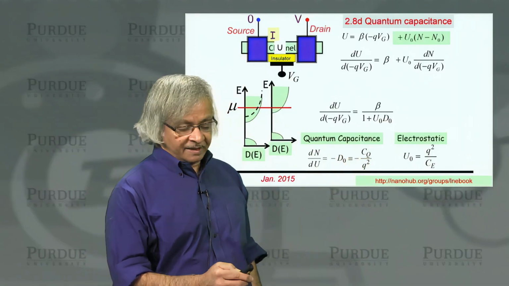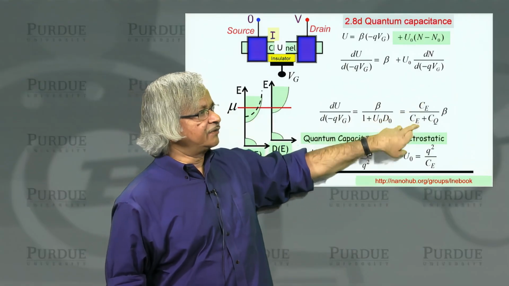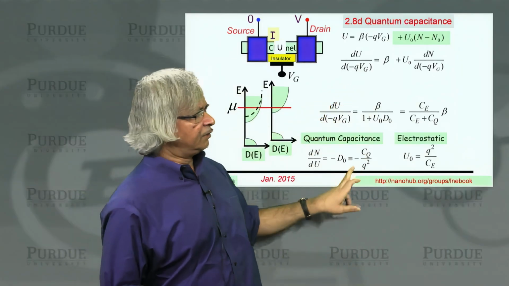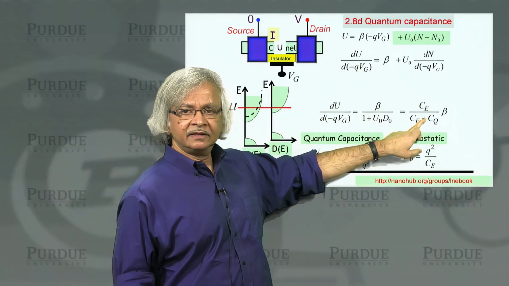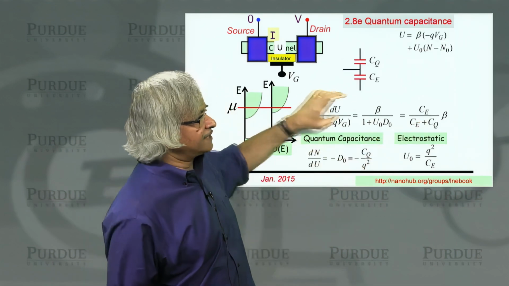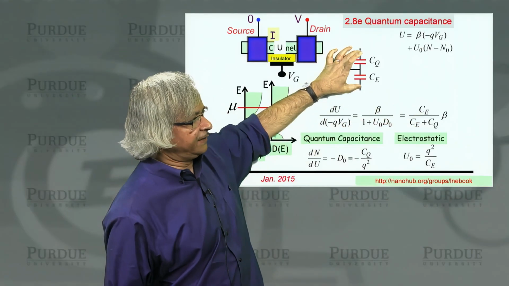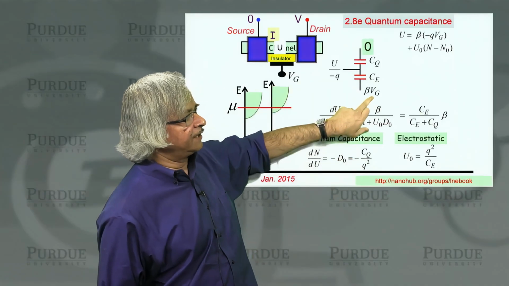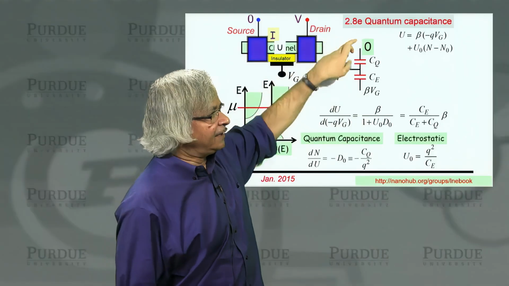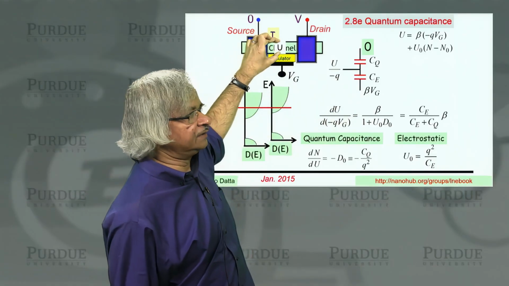And in terms of these two capacitors, you could write that quantity, 1 plus U0 D0, as a ratio of capacitors. See? This is just straightforward algebra. Once you use these expressions, this becomes that. And you could visualize this in the form of a circuit. That is, you could think of it as if you got an electrostatic capacitor and a quantum capacitor in series like this. And what you're doing is you're applying the gate voltage here. At the other end, you have a ground like 0. And at this middle node, the potential you get, that's like the potential in the channel.